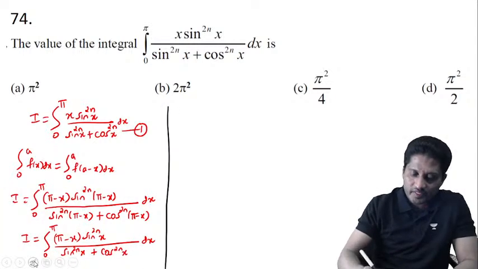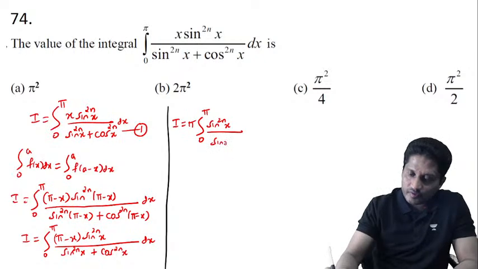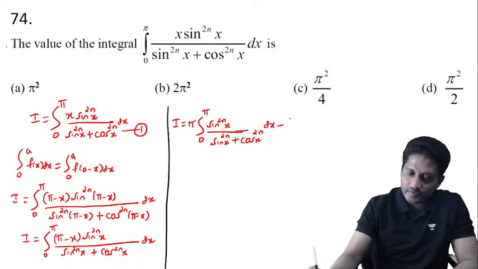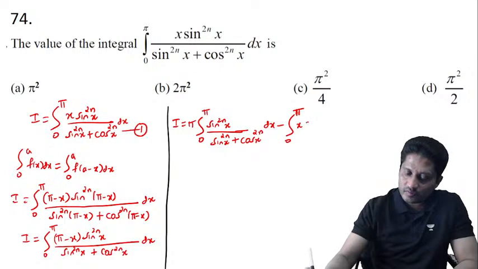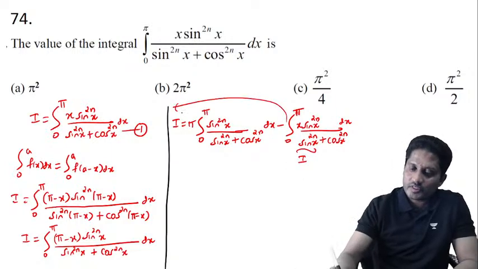Now if I separate them, you get I is equal to pi, a constant, out, times integration of 0 to pi of sin x to the power of 2n divided by sin x to the power of 2n plus cos x to the power of 2n, minus integration of 0 to pi of x times sin x to the power of 2n divided by sin x to the power of 2n plus cos x to the power of 2n. This is same as I. If I shift here, this will be 2I.